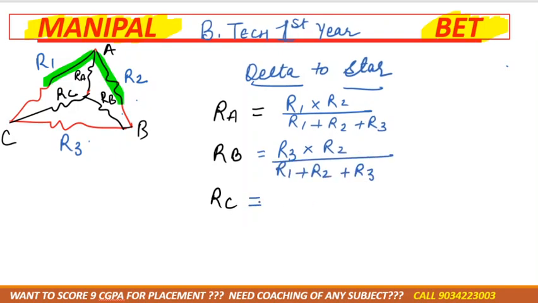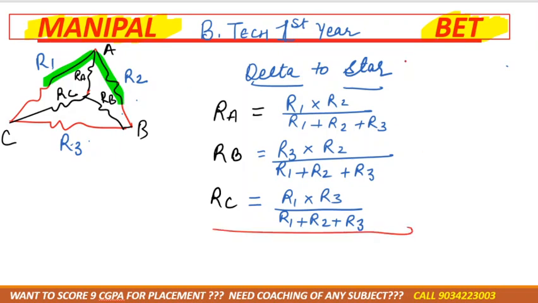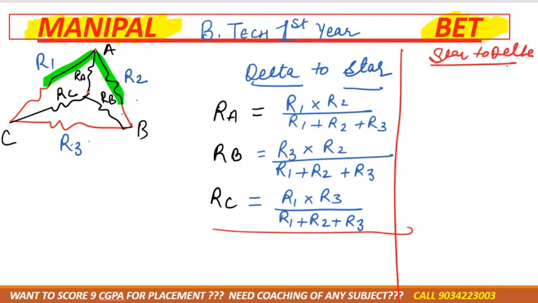Correct? Now RC is connected with R1 and R3, so it would be R1 into R3 divided by R1 plus R2 plus R3. Yes? Okay. Now we need to convert it from star to delta. For this, what do we want? RA, RB, RC or R1, R2, R3?